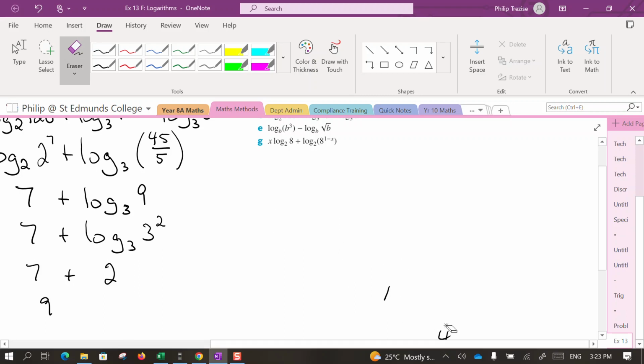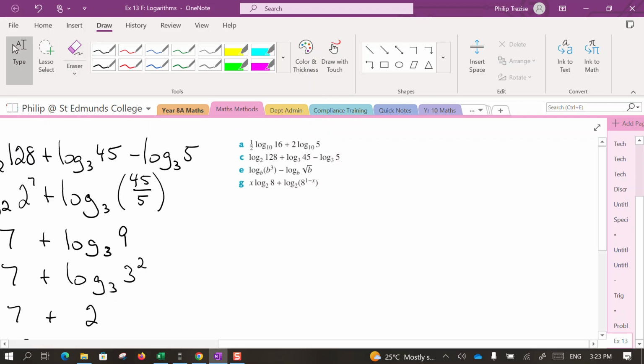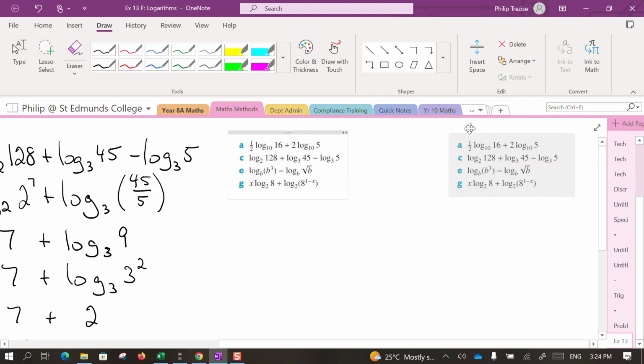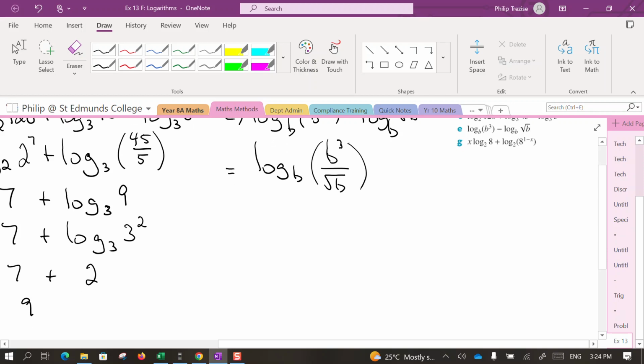Move this little bit of rough working we had there. And we'll move this across a bit and we'll do part E. Okay, part E. We have log to base B of B cubed minus log to base B of the square root of B. So using subtraction, this is B cubed divided by the square root of B, all with the same log now. Must only do this if the logs have the same base.